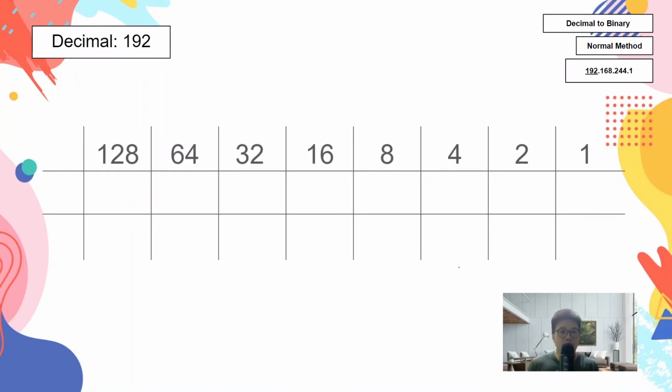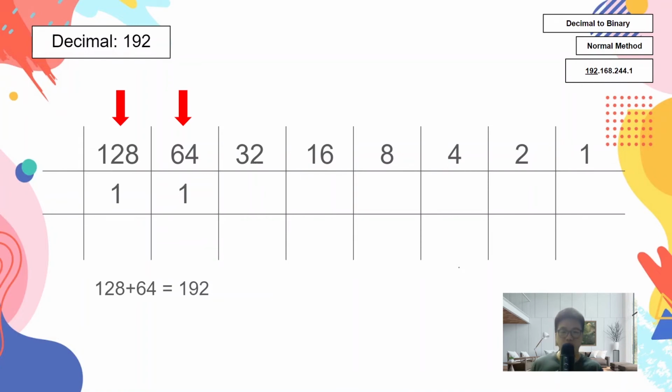First, you write down all the base 2 numeral system values, which are 1, 2, 4, 8, 16, 32, 64, and 128. Then you do trial and error. You see decimal 192, so you try 128 because 128 is smaller than 192. Then you add 64, and what does it give you? 128 plus 64 equals 192. And there you have it, you got your answer. As simple as that.